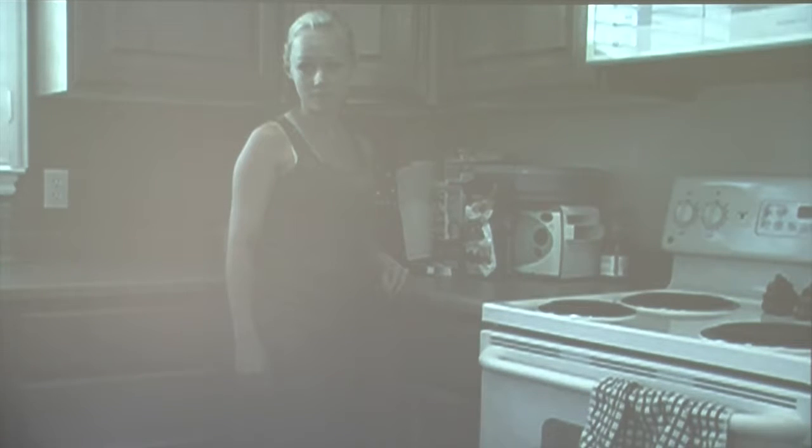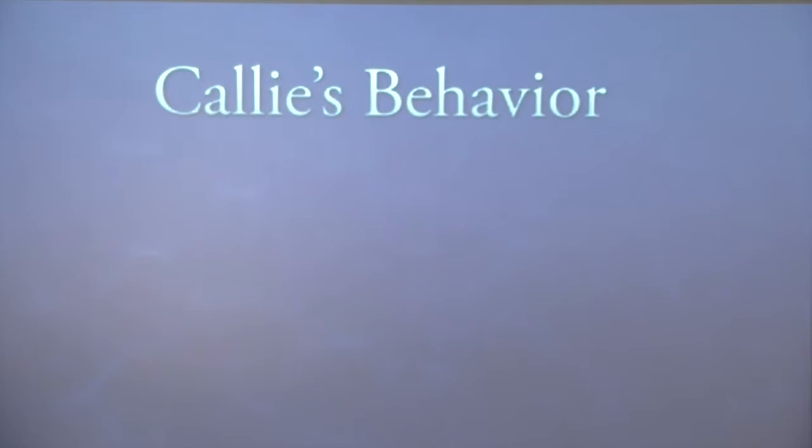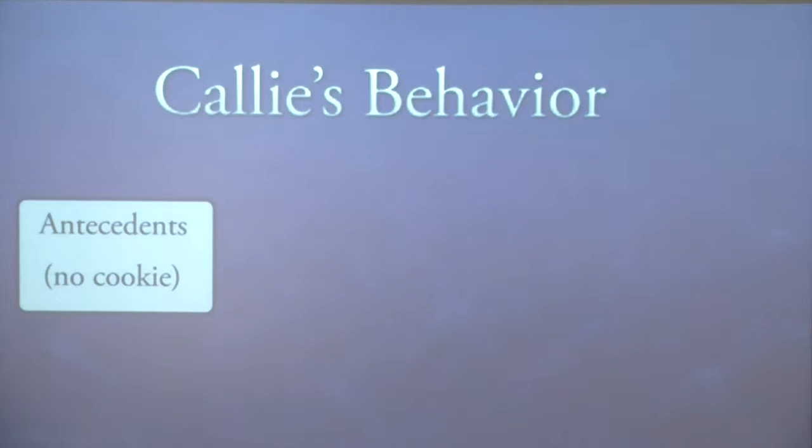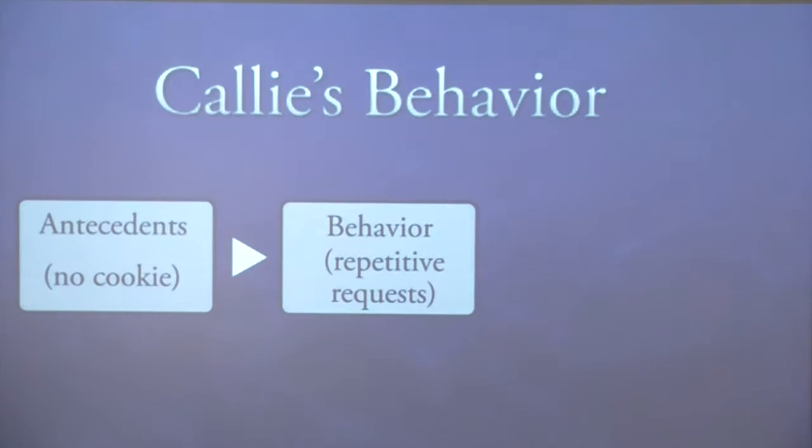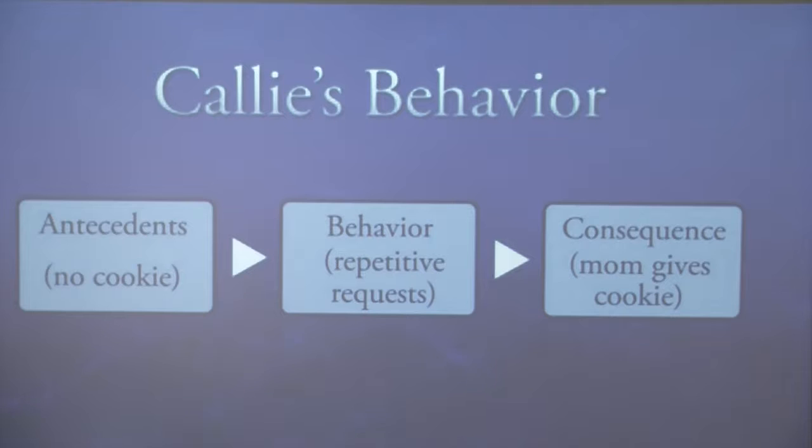The antecedent for repetitive requests is most likely a motivating operation. Callie doesn't have a cookie. She is deprived of a cookie. Callie responds to this by asking for a cookie. When her request is denied, she asks over and over again. Parents and teachers finally give Callie the cookie so she will stop bothering them.